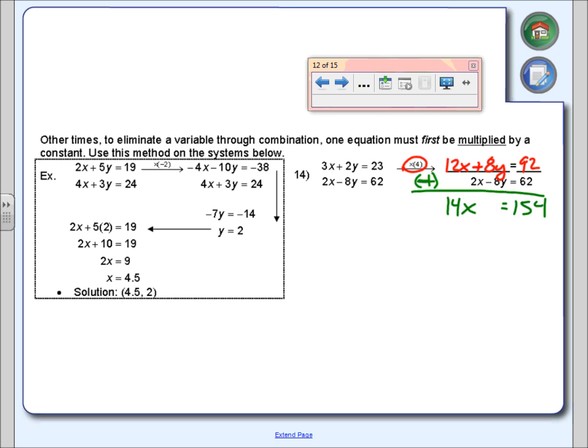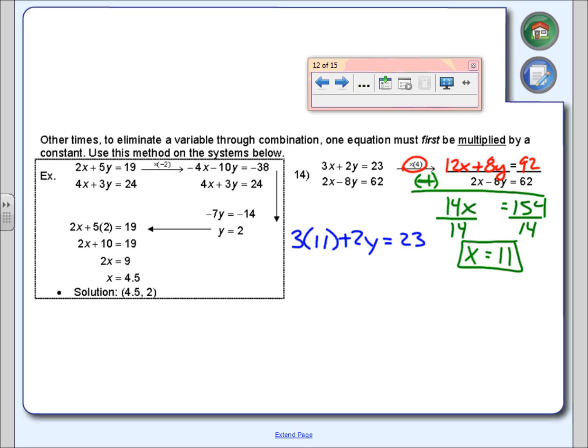I'm solving for x, so the next thing I need to do is divide by 14. So 154 divided by 14 is going to be what? 154 divided by 14 is 11. So the x value is 11. We're halfway done. We know what x is. But now we need to figure out what y is. So we're going to take that 11 and substitute it back in for one of these x's. It's my choice. I can use the first equation or the second. I'm going to use the first equation just because it looks easier for me.